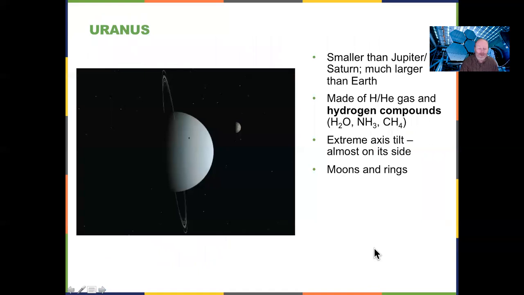Then we have Uranus. Uranus is on its side. So instead of going around, let's see, so we have the pencil here.